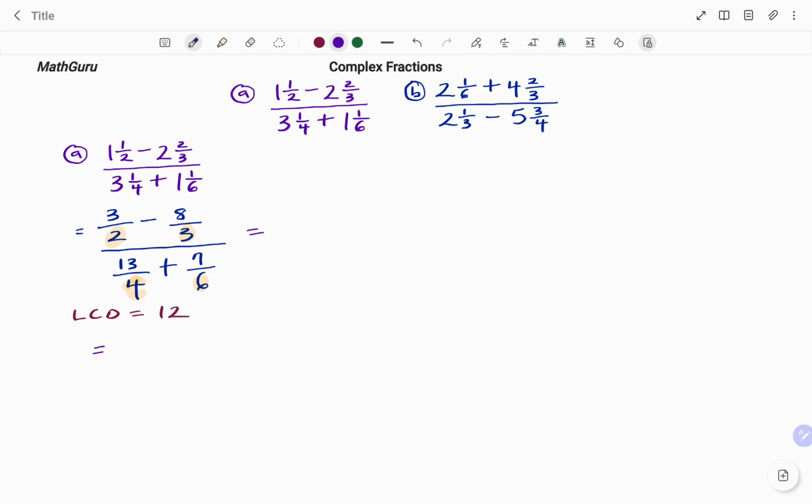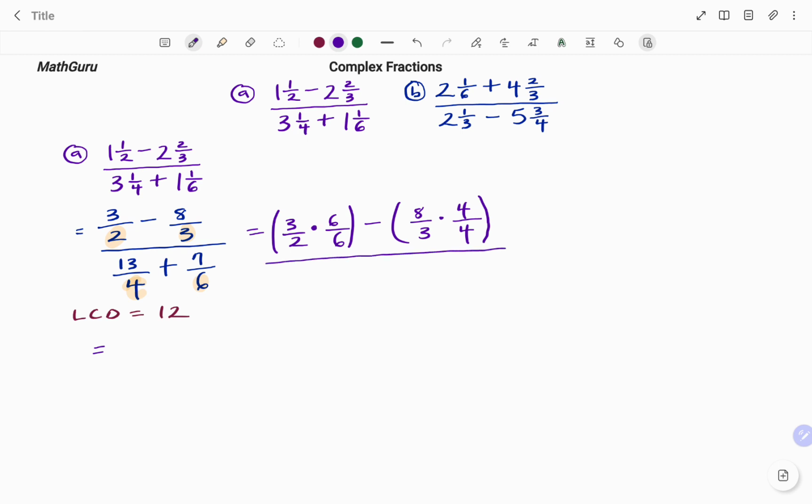I start with 3 over 2. To make the denominator 12, I'm going to multiply both the numerator and the denominator by 6. So for the 3 over 2, I'm going to multiply that, my dot means multiplication, by 6 over 6, minus, I'm going to put that in a bracket. Then to make 3 into 12, that means I'm going to multiply by 4. So I have 8 over 3 times 4 over 4. That will make the denominator 12.